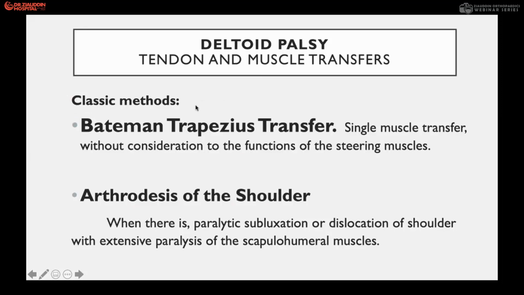When there is a deltoid paralysis, you can transfer the muscle or tendons of a muscle, and the classical method for deltoid palsy is the Bateman transfer or Bateman trapezius transfer. This is when a single muscle transfer is used without any consideration to the function of the steering group. Sometimes there is a complete paralysis of the shoulder, then we do shoulder arthrodesis, particularly in subluxation and complete paralysis of the shoulder.